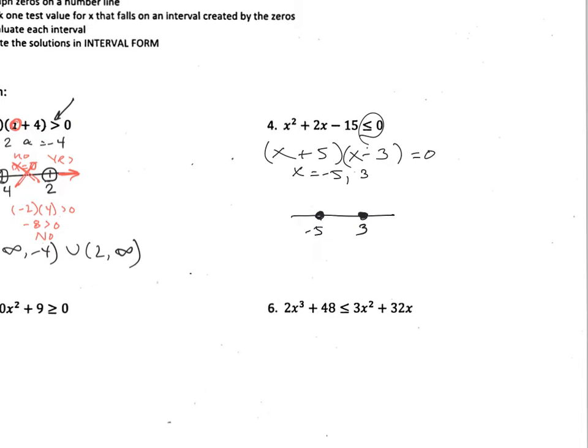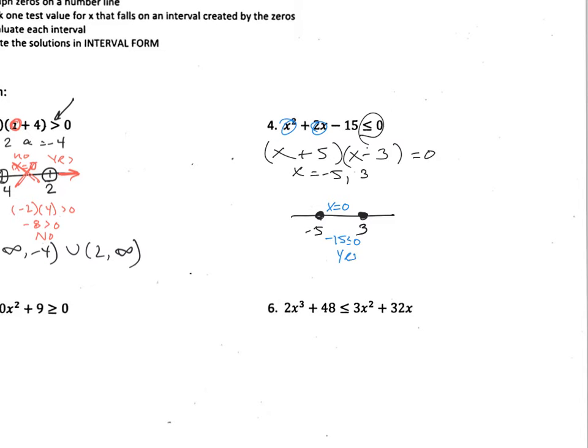Again, we have to pick a test point. Might as well pick 0. X equals 0 happens to live right there. Put it back into the original. This original is a little bit easier than that first one. We'd end up with 0 plus 0. So we end up with negative 15 is less than or equal to 0.